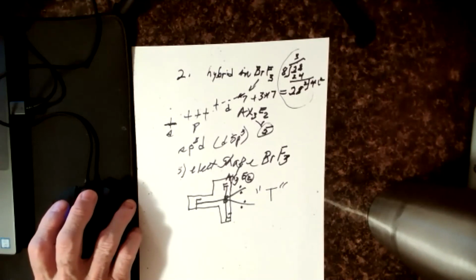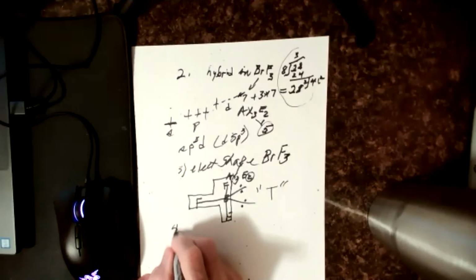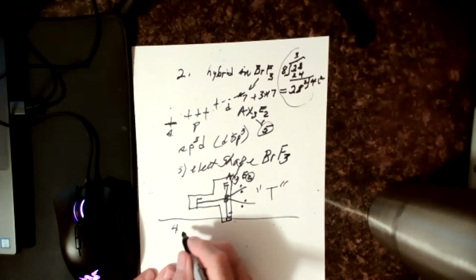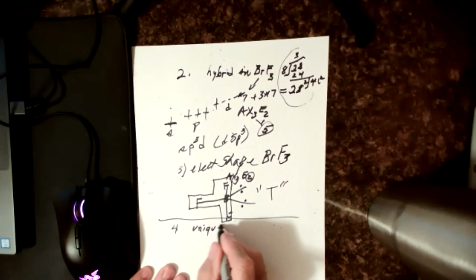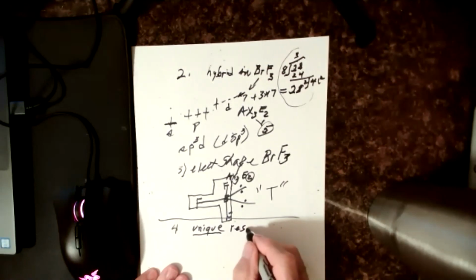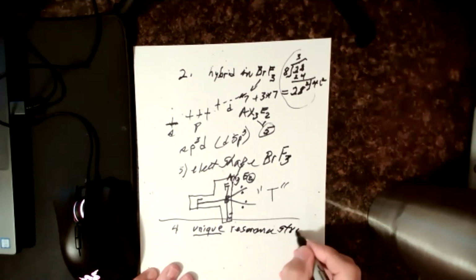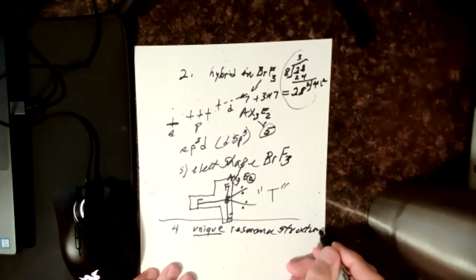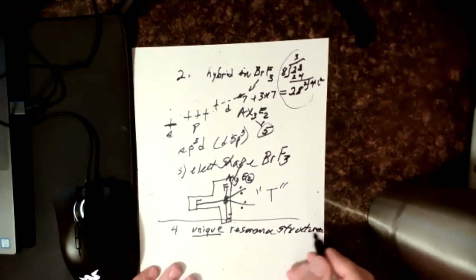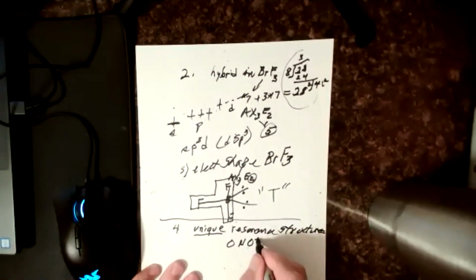Now, the fourth one: how many unique resonance structures for ONO plus? I'm going to underline that, unique resonance structures.